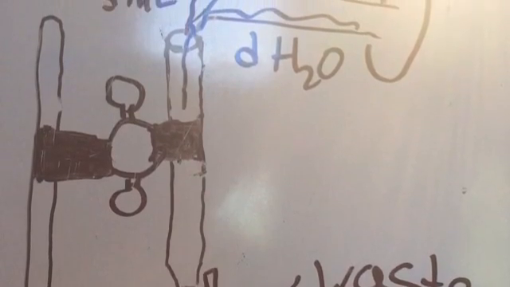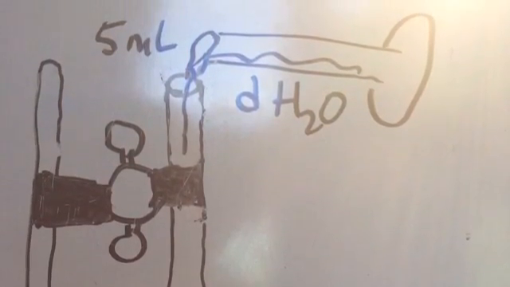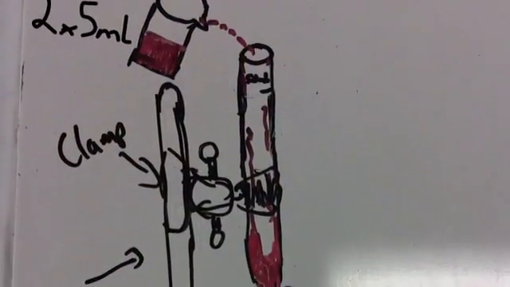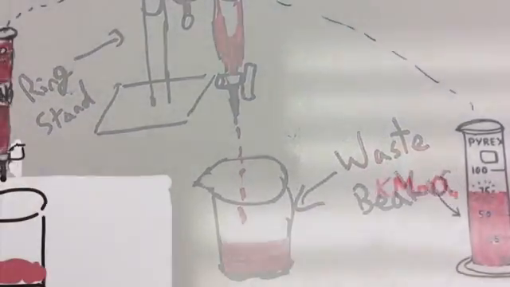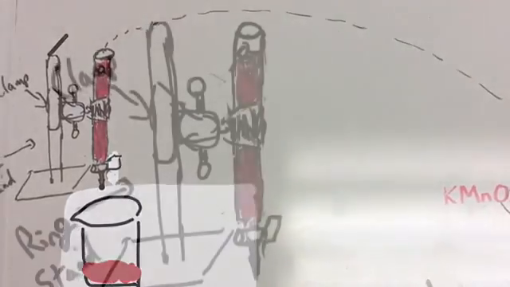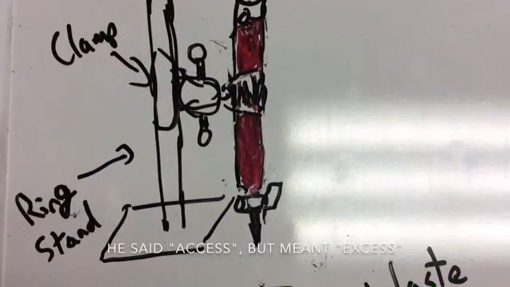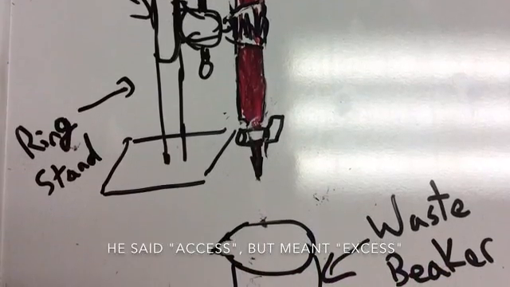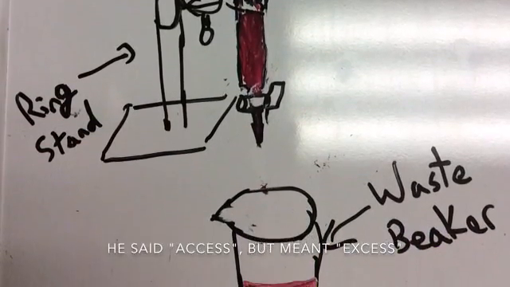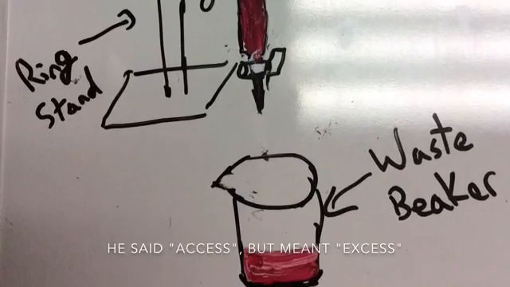Rinse the burette once with around 5 milliliters of distilled water, emptying into the waste beaker. Rinse twice with around 5 milliliters potassium permanganate. Fill the burette with potassium permanganate above the 0 mark. Let some excess run out of the burette until the solution falls below the 0 mark to eliminate bubbles in the tip. Close the stopcock and remove the waste beaker.